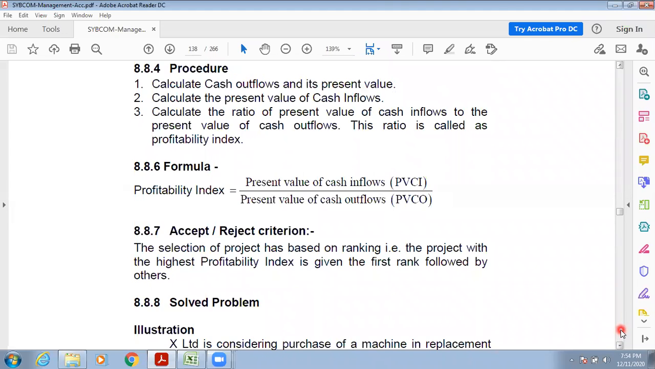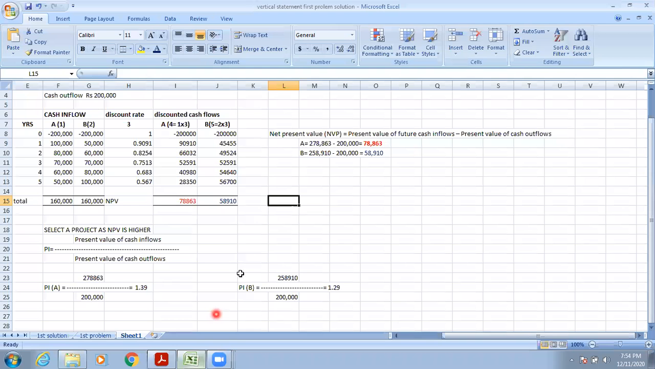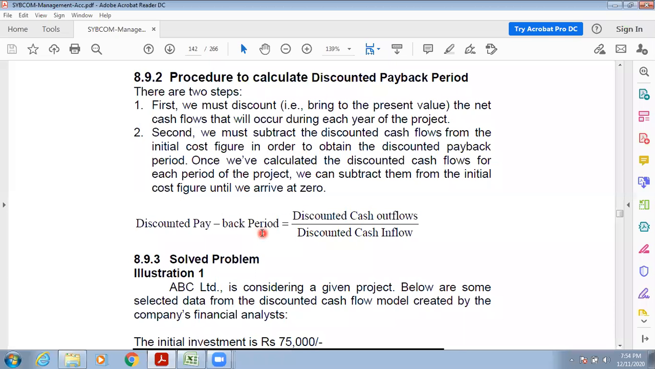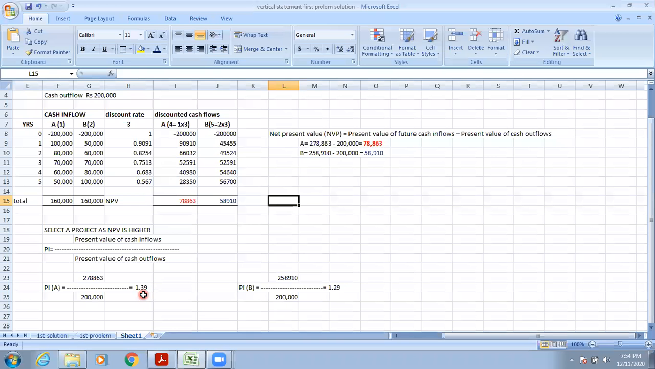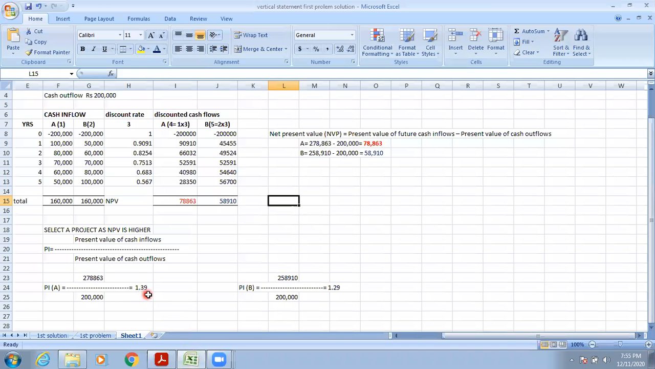Next we have the discounted payback period. Discounted means same like this. We have to discount the future cash inflows or outflows, whatever is given, and apply this formula. Discounted payback period is equal to discounted cash outflow divided by discounted cash inflow. This is the same as your PI index, which was 1.39 and 1.29. But in case of the discounted payback period, this is interpreted as 1 year 0.39 month.